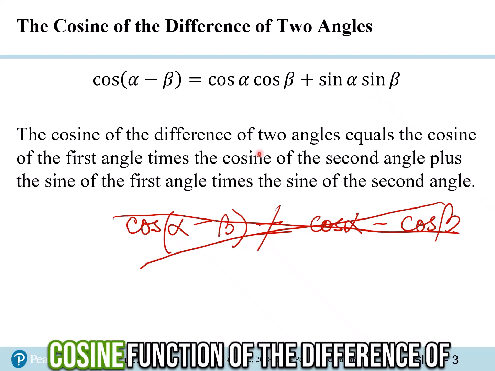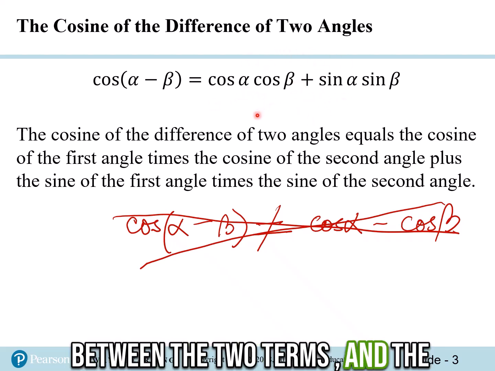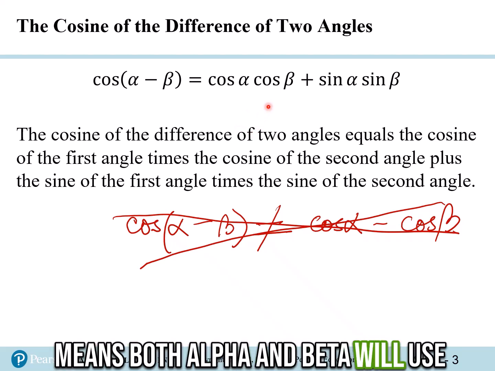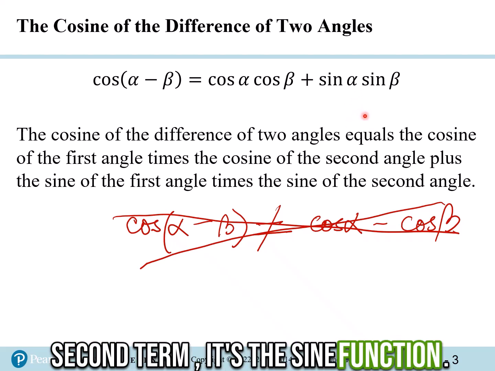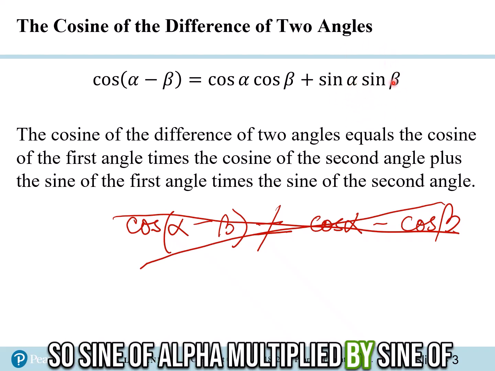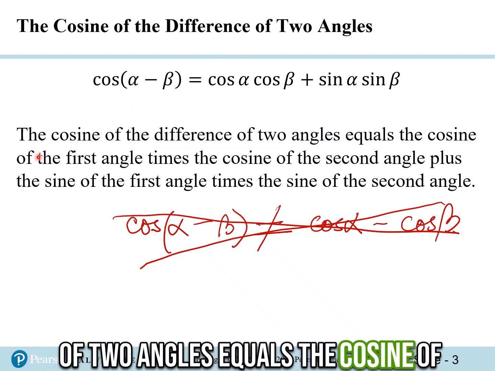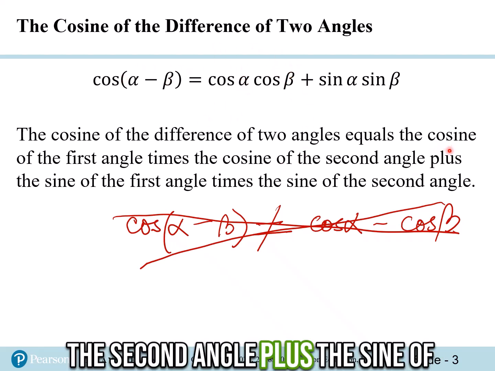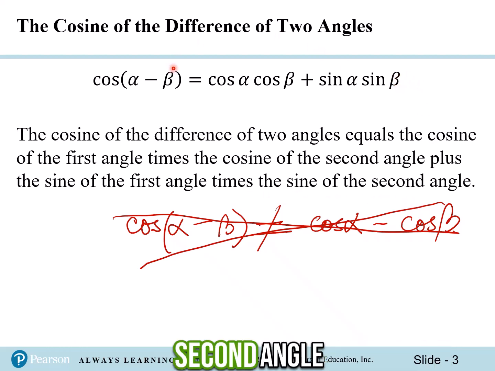So again, for the cosine function of the difference of two angles, it's a plus, it's a sum between the two terms, and the first term is homogeneous. That means both alpha and beta will use the cosine function, and in the second term it's the sine function, so sine of alpha multiplied by sine of beta. So the cosine of the difference of two angles equals the cosine of the first angle times the cosine of the second angle plus the sine of the first angle times the sine of the second angle.